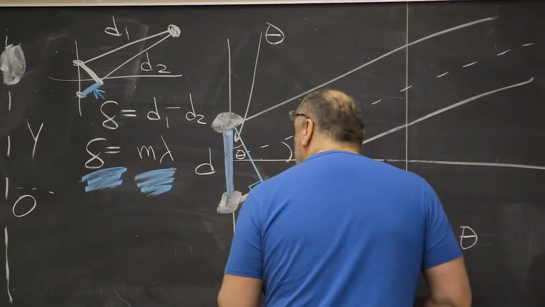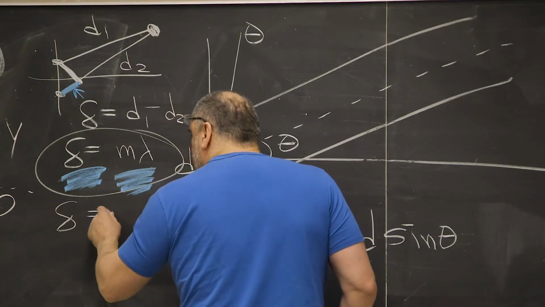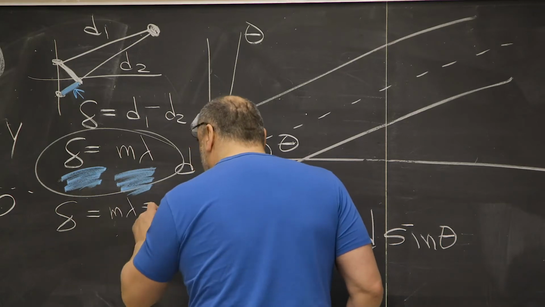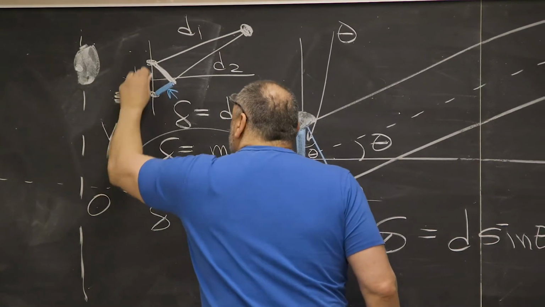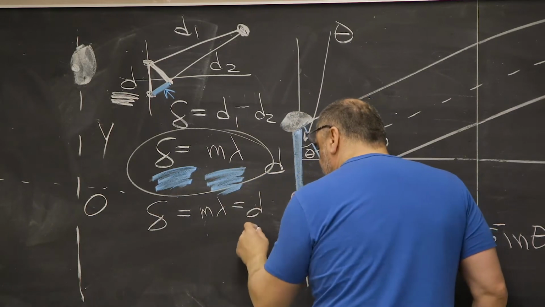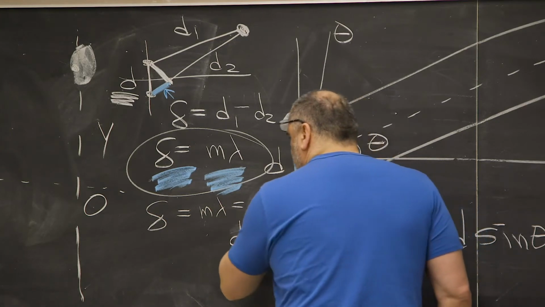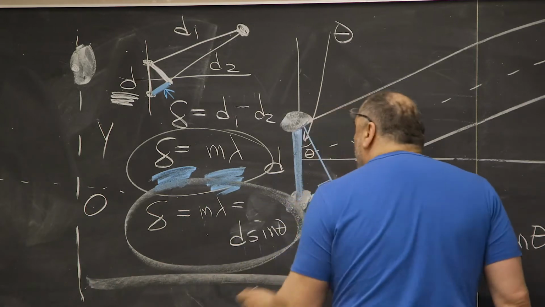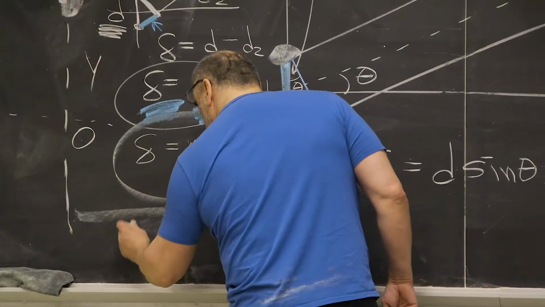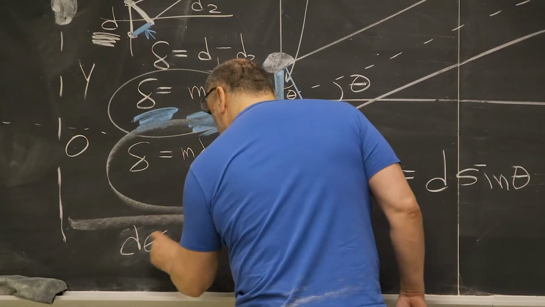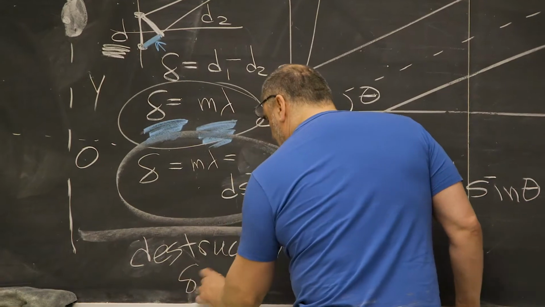For destructive interference, so that's constructive. And then it's all this business here: d sine theta equals m lambda. D is this distance right here. Down the road, if they destructively interfere, it's looking like this.